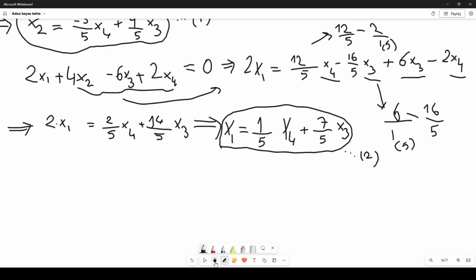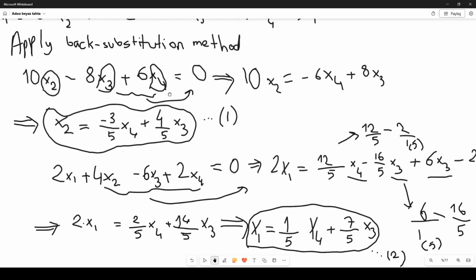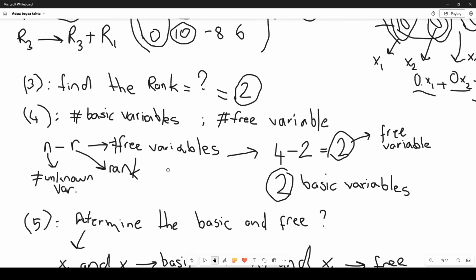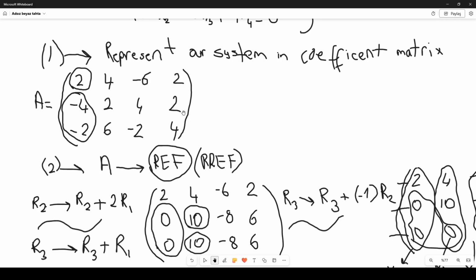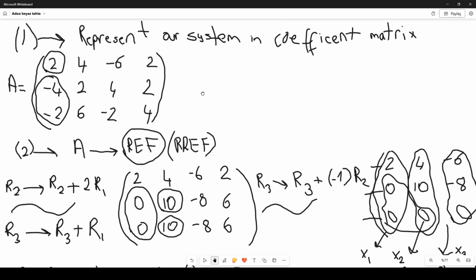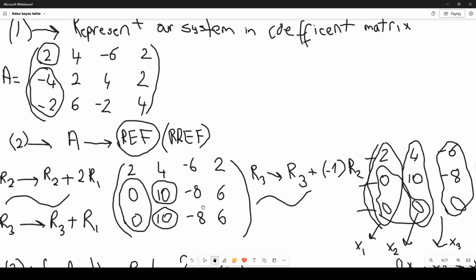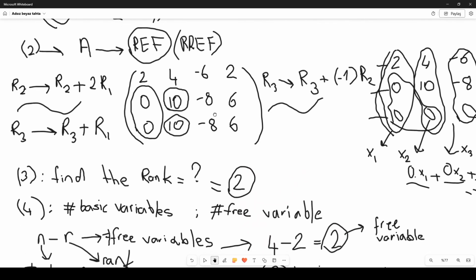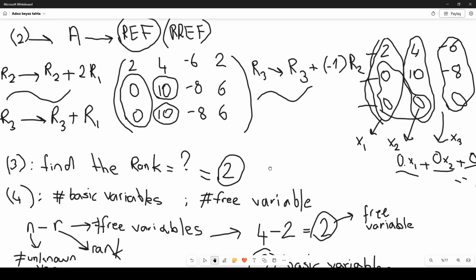Let's recap what we have found so far. It might seem a little confusing, but if you follow the steps with me, you can understand clearly how we can find the solution. The first step, we represent our system in the coefficient matrix form, and then reduce our system to the row echelon form.